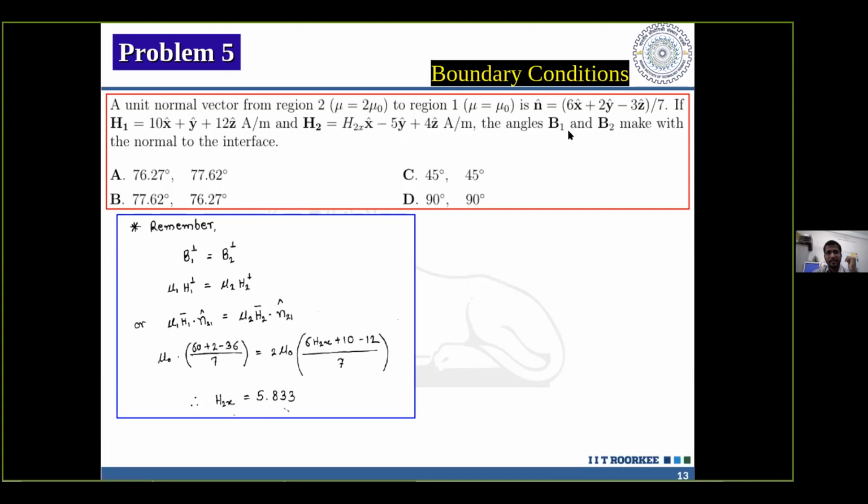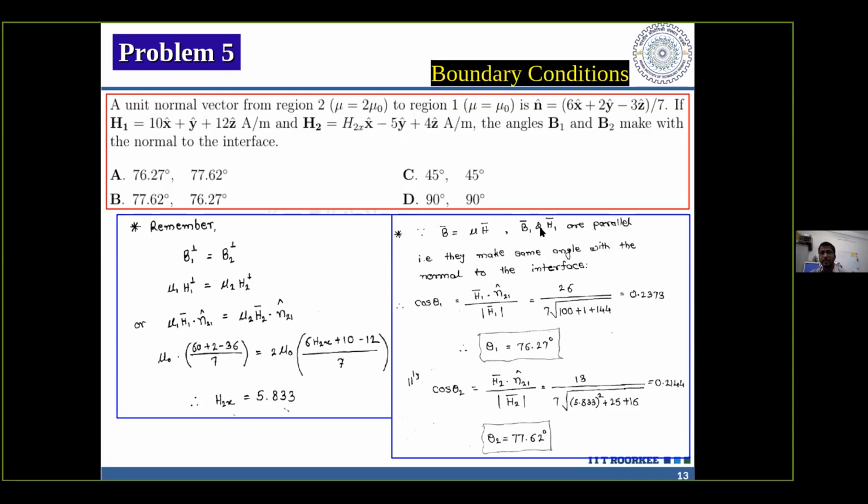Now because B is mu H, which tells us that B1 and H1, or B2 and H2, are parallel, they will make the same angle with the normal, of course. So how to get this? I want to find cos theta 1, which I can get by the dot product with H1. Now this is 12th class or even lower, nowadays it's 10th class mathematics, algebra, from which you can find the angle. So you get cos theta, and then theta will be cos inverse of this. Similarly you can find out theta 2.